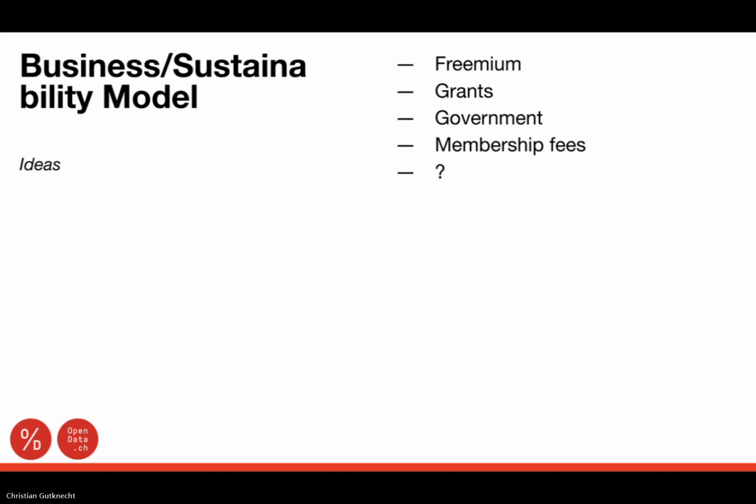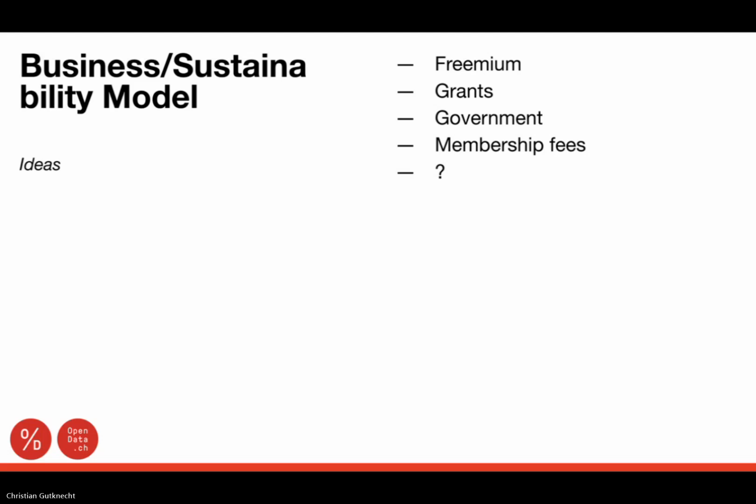I think it's still also a possibility that the government or some governmental entities will chime in and support this. Maybe it can also be funded by different cantons, so they all chip in, or they're all responsible for their own data and pay accordingly. Also a possibility.